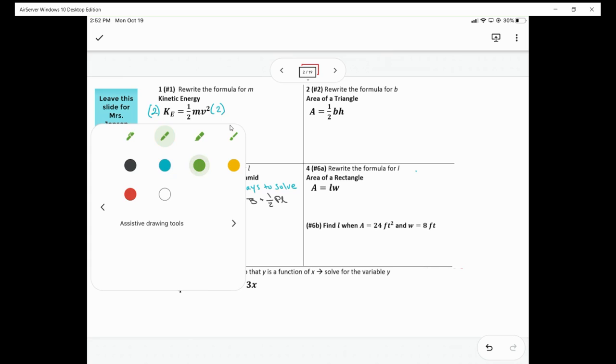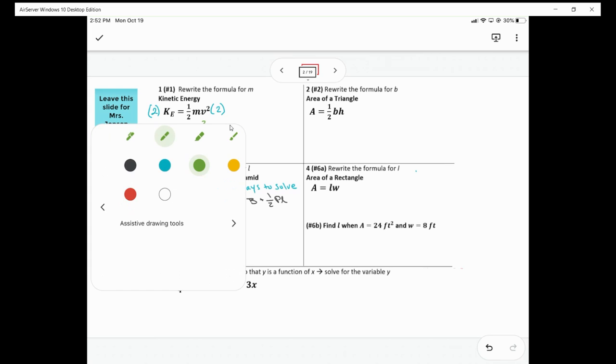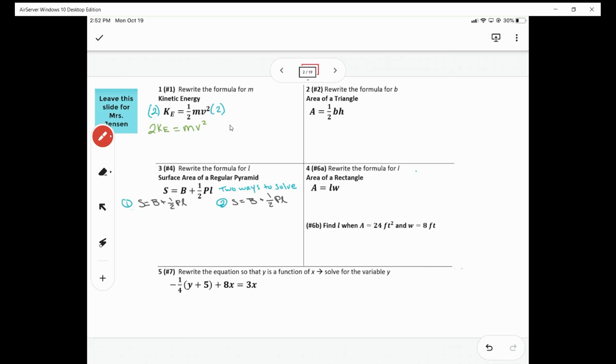So to start, we're going to eliminate that fraction by multiplying both sides by 2. Once we do that, we have 2 times k sub e, which is just the notation for kinetic energy, equals mv squared. Remember, we want to solve for m. So right now m is being multiplied by v squared, so we want to divide by v squared. So m equals 2 times k sub e divided by v squared.